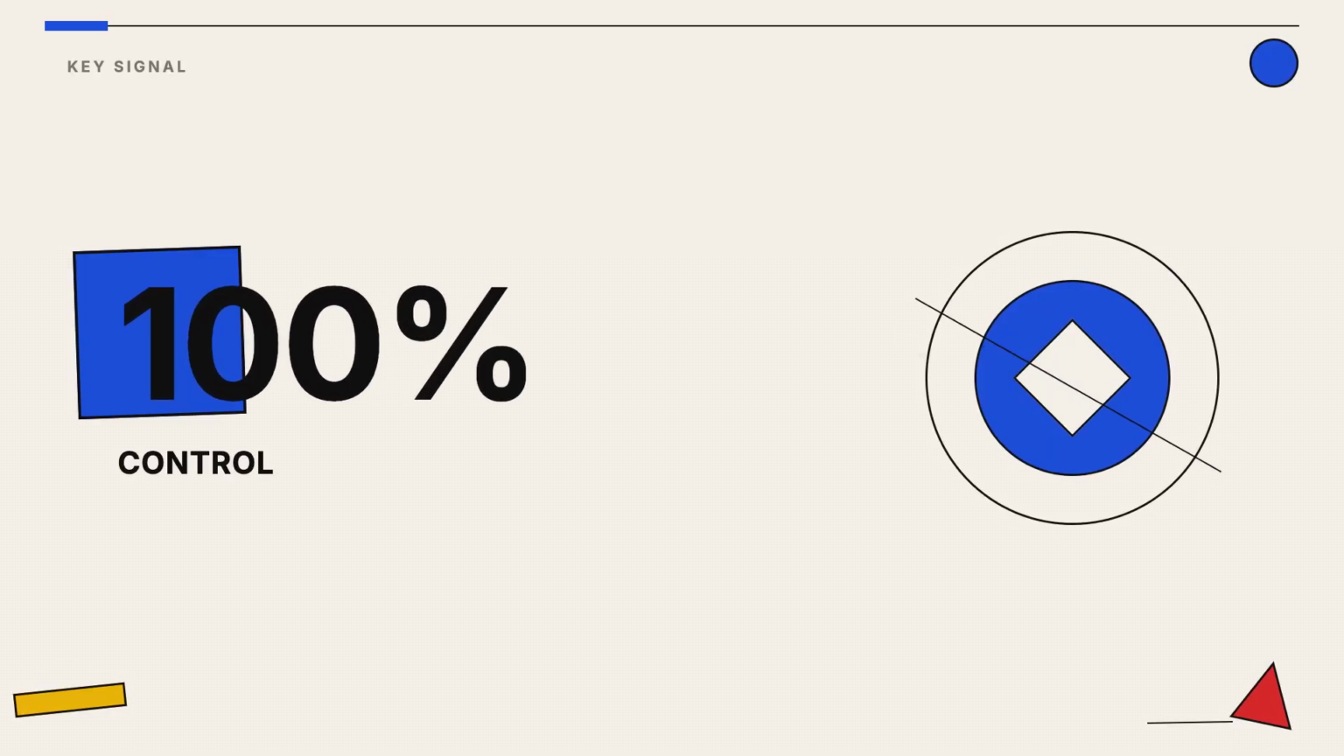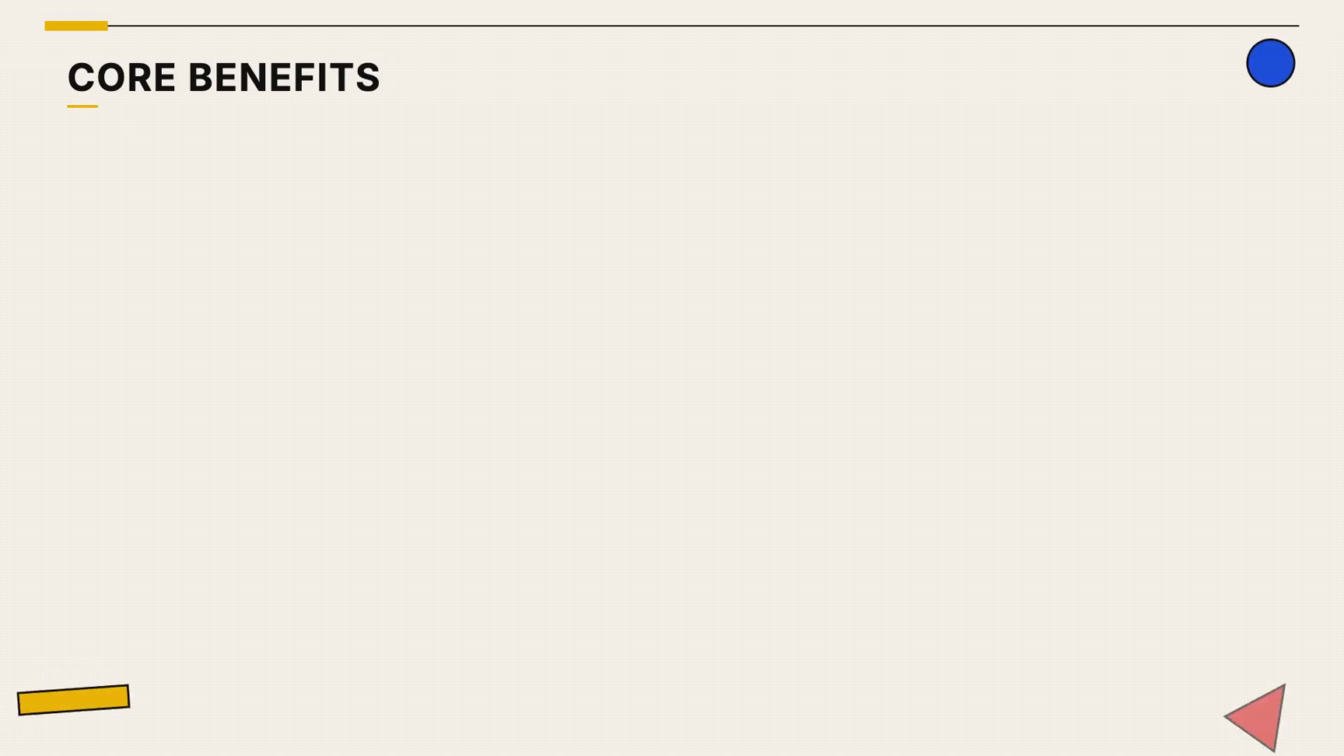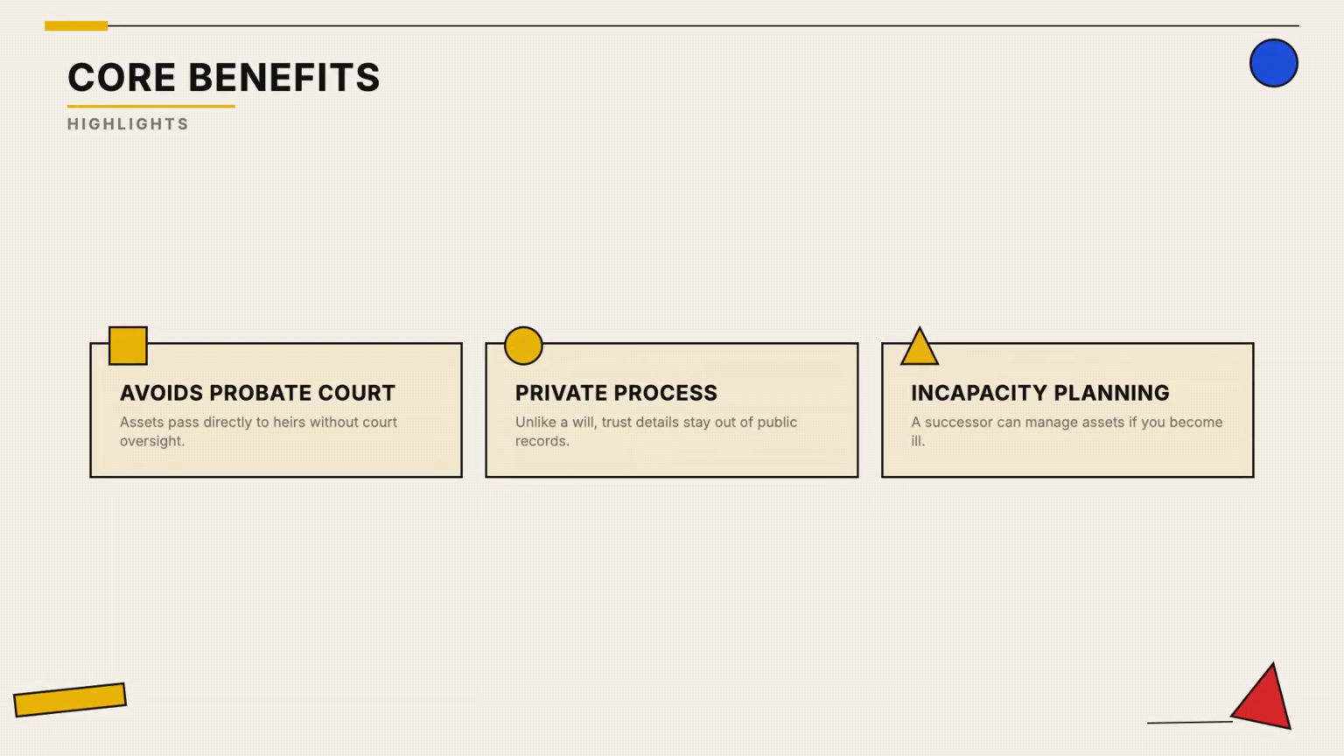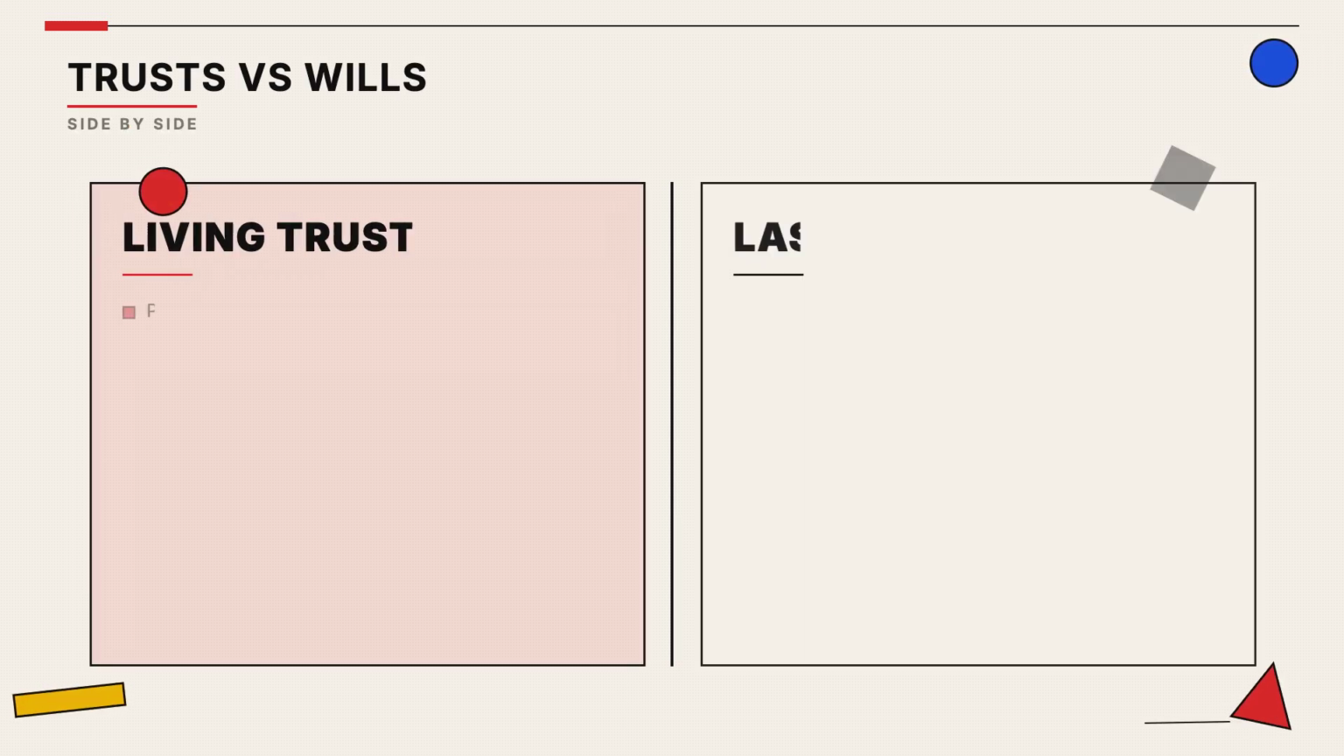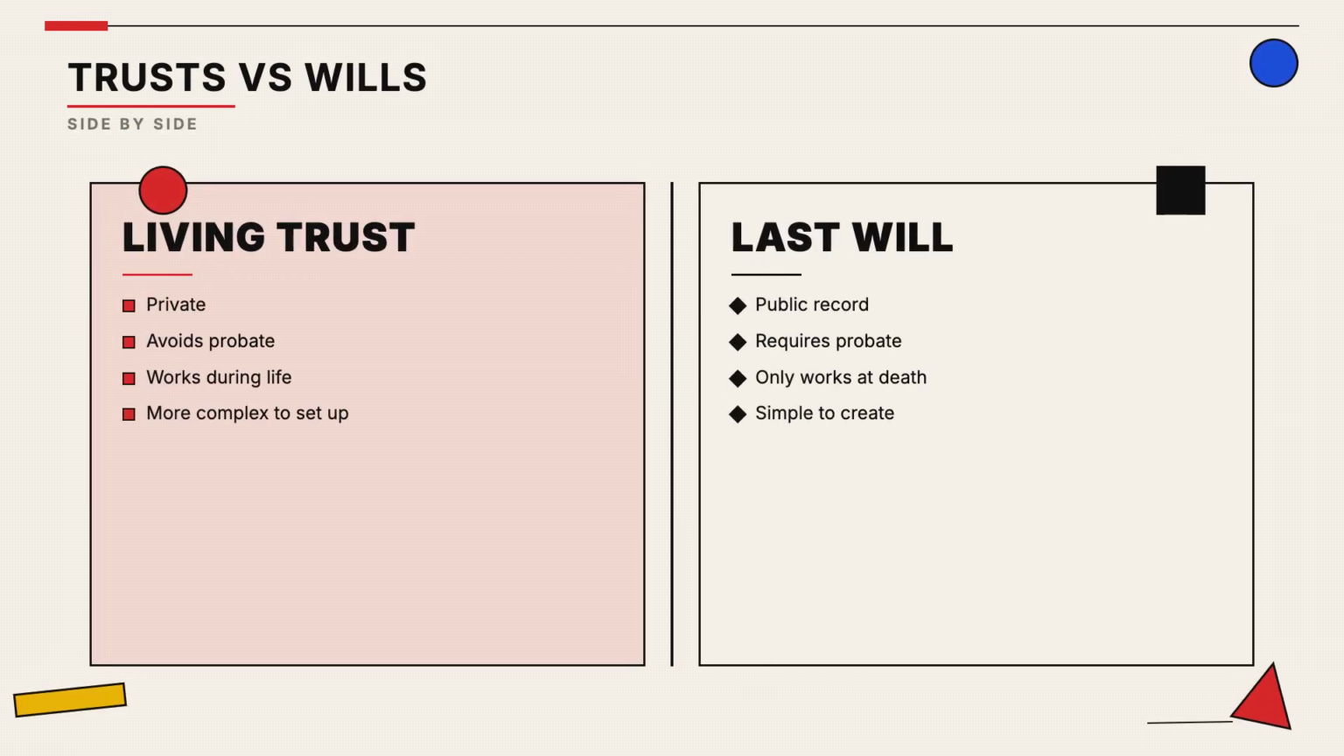In a typical revocable living trust, you remain in full control of your assets, acting as both the creator and the manager. The primary goal for many is to bypass the probate process, which can be time-consuming, expensive, and a matter of public record. While a will only takes effect after death, a living trust is active immediately, providing benefits while you are still alive.